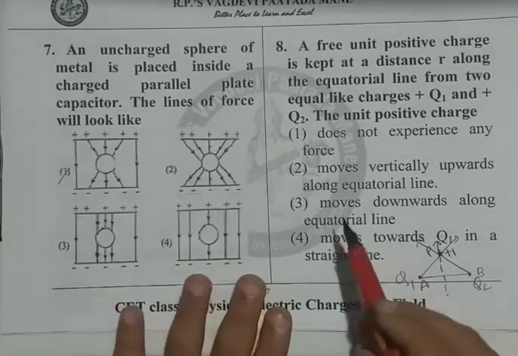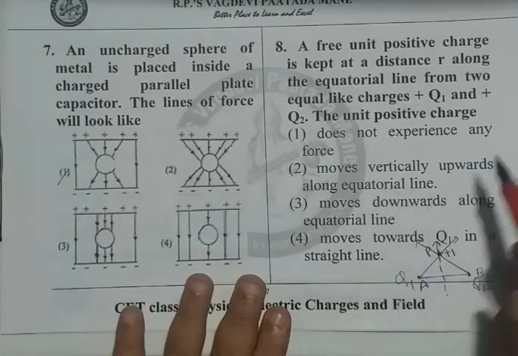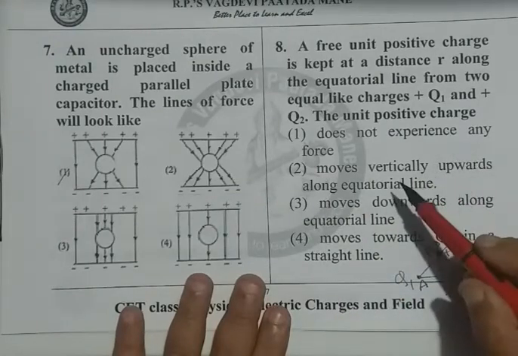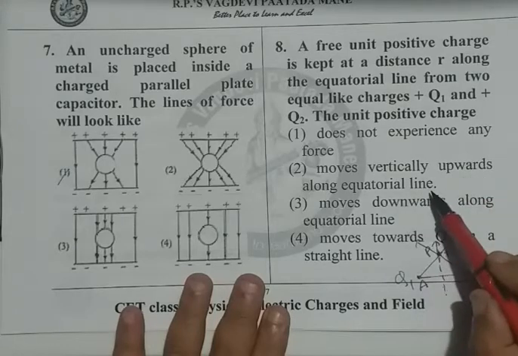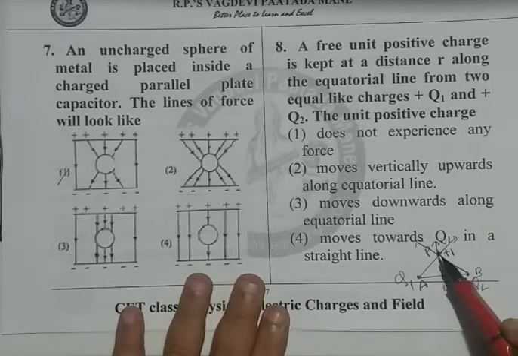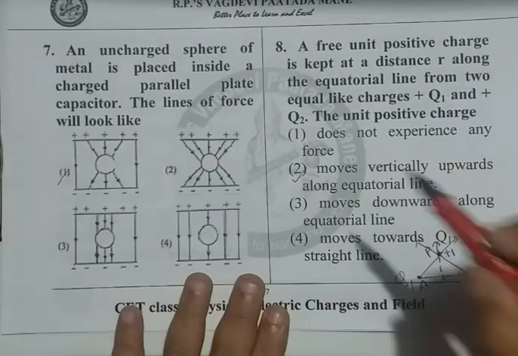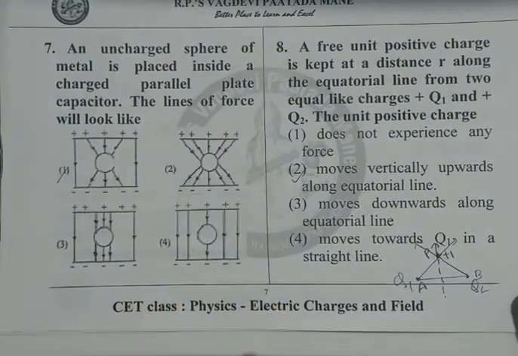Let us now see what the options are. Does not experience force is not possible. Moves vertically upwards along the equatorial line. So this is the answer what we got there. So option 2 is right. This is the question number 8.